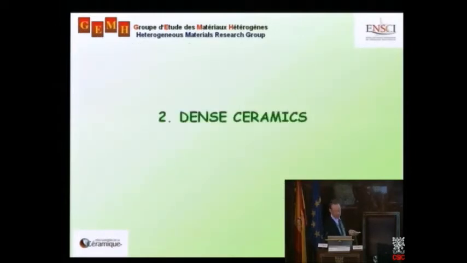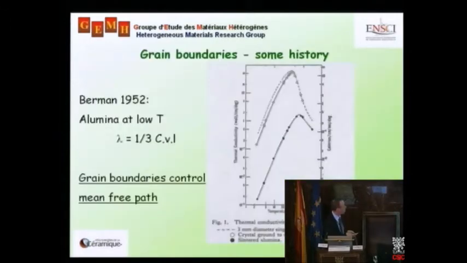So, having given you a little bit of background, I'm now going to move to the case of dense ceramics. What is the effect of grain boundaries? Because grain boundaries we can place at the nanoscale if we try hard with our ways of preparing ceramics. Well, Berman in Oxford in 1952 did some very nice work on alumina and basically compared polycrystalline alumina to the single crystal form. Here is the single crystal, and here is the polycrystal. What you can see is that the single crystal at low temperature has a much higher thermal conductivity.